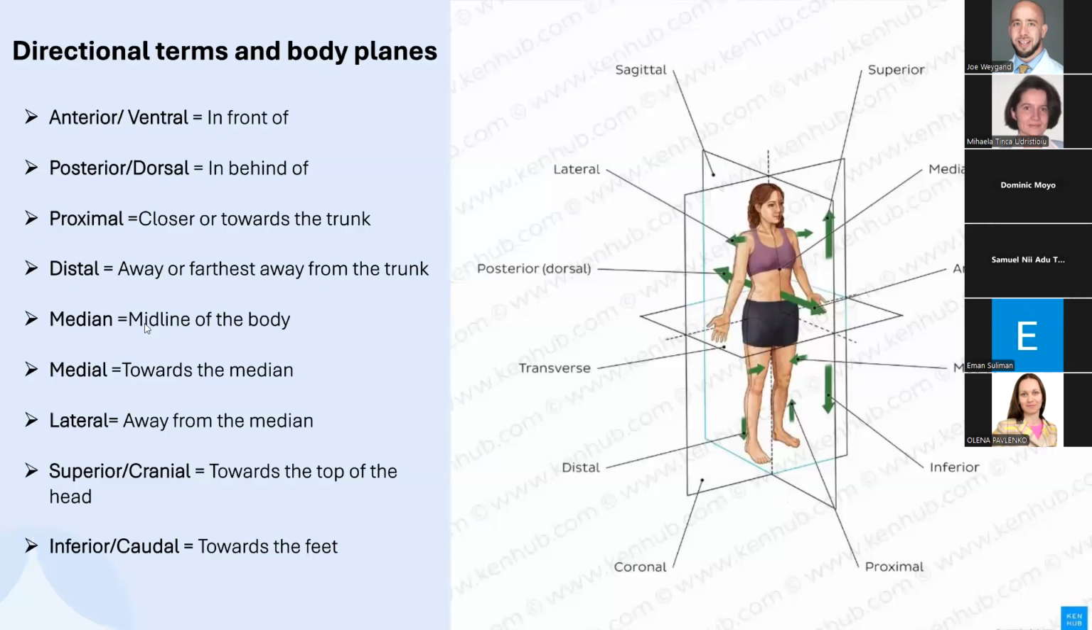And we have the term median. Median means the midline: if the structure or organ is situated exactly in the midline of the body, we give it the description of median. And medial is every other structure lying toward the median or midline of the body. Lateral is any structure that's away from the midline of the body. And lastly, we have the two terms superior or cranial, toward the top of the head, and inferior or caudal, toward the feet.